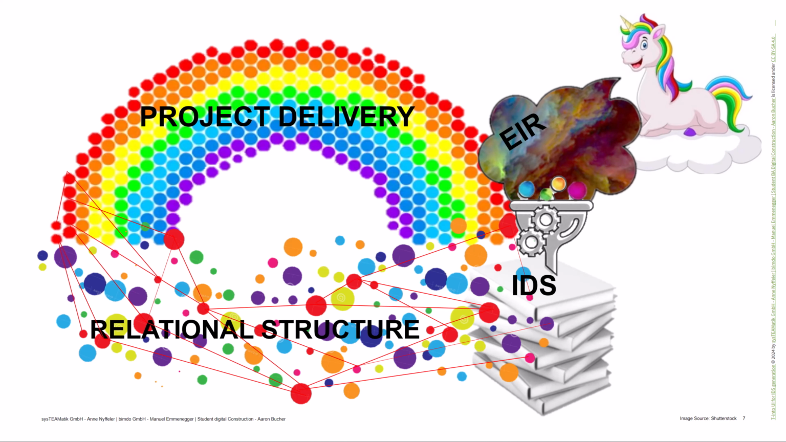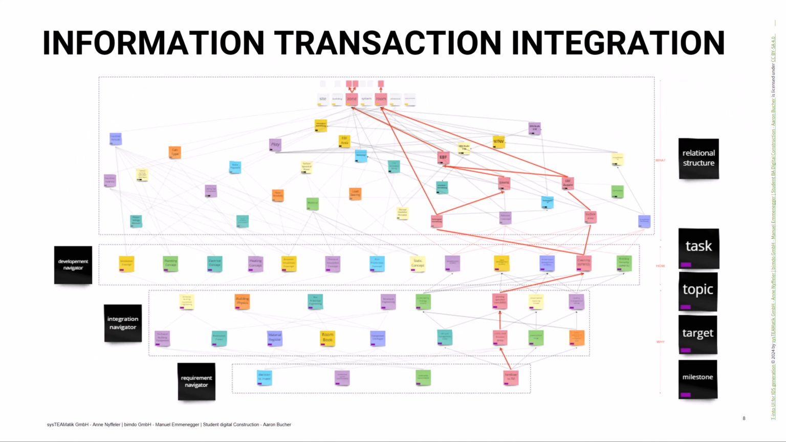How did we go about this? We started with the analysis of the exchange information requirements we got from Beyond BIM. We structured them, we clustered them, we found out that there were factors and results hidden in them, and we linked them with relations to make it a logical network.